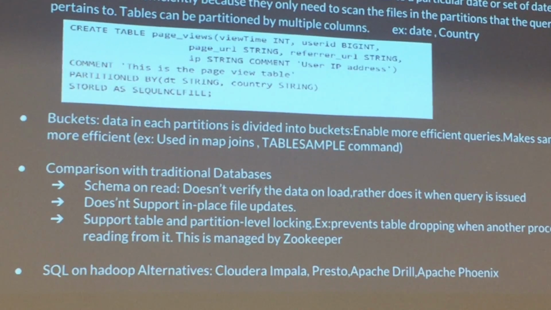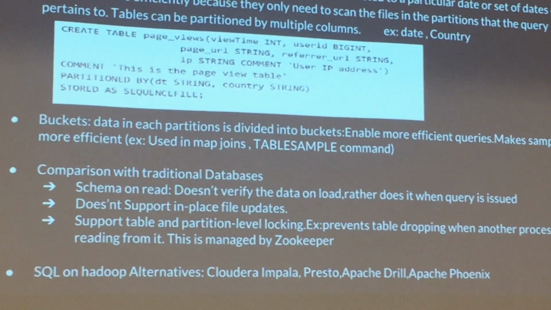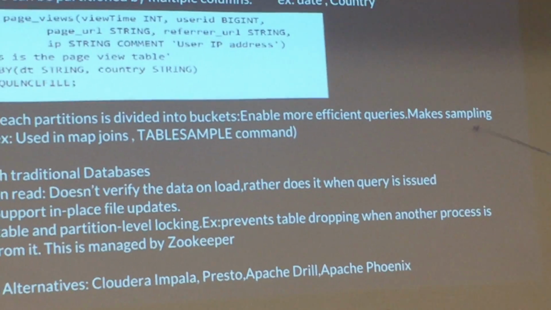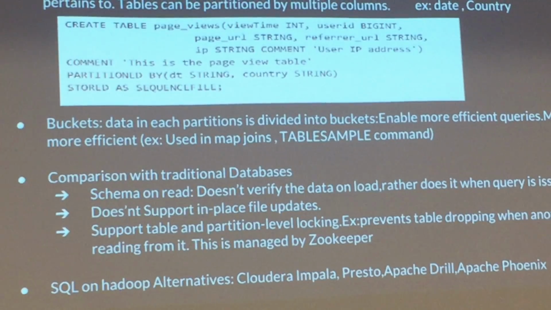My question is, why do we need buckets if we have partitions? Repeat the question. So if we have partitions, which are like subdivisions of a table, then why do we need buckets? Buckets are a further division. We're dividing partitions again into buckets. Why? It's because of efficient queries and sampling purposes.